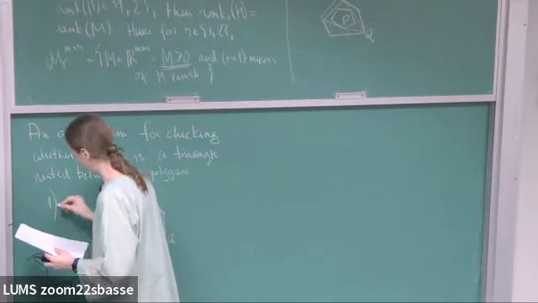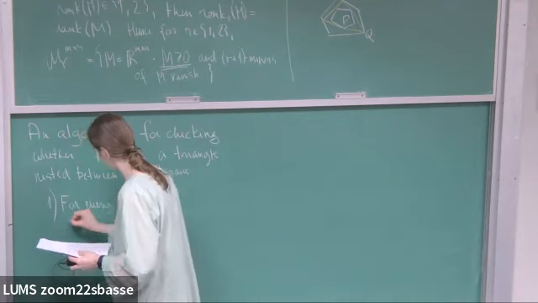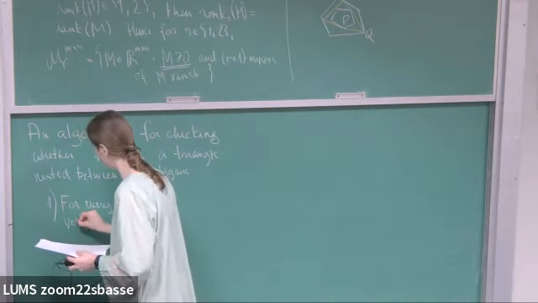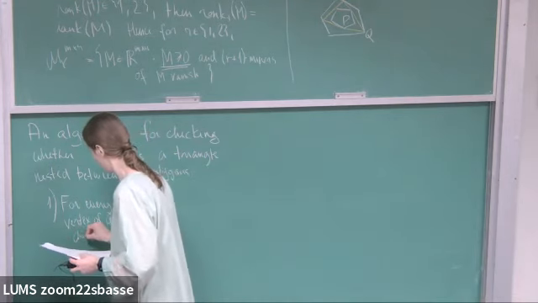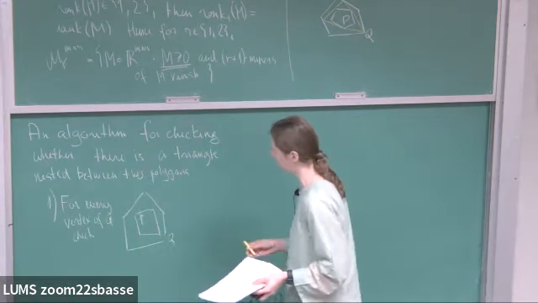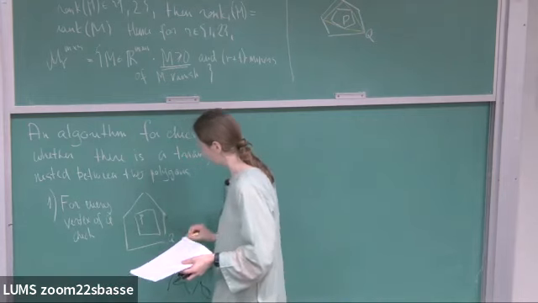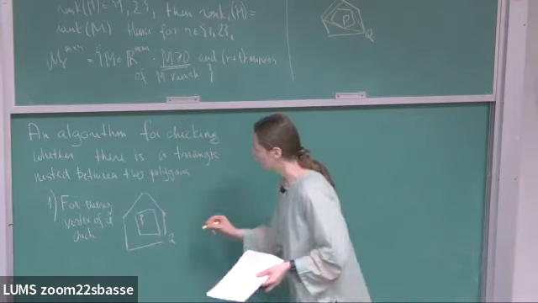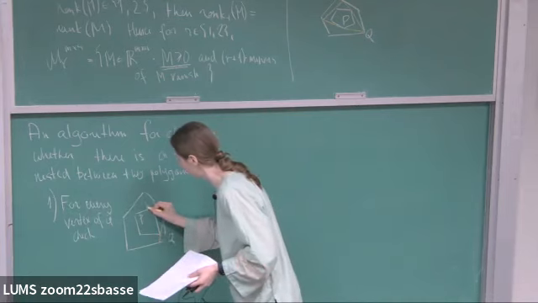And the first one is for every vertex of Q, check. So now I'm going to draw instead of writing. So fix a vertex of Q, then draw the supporting lines.